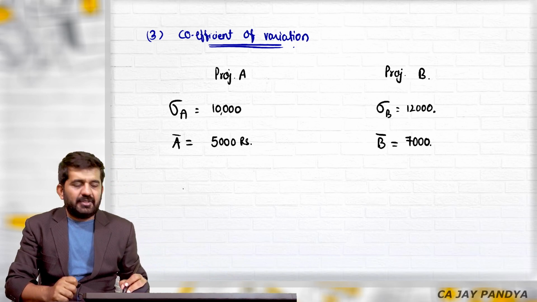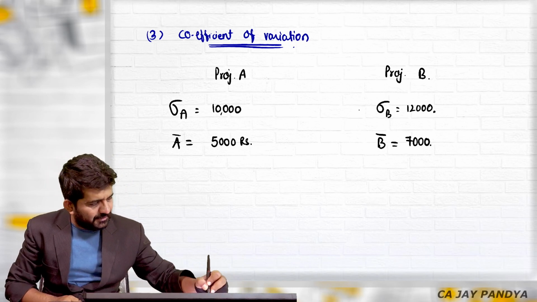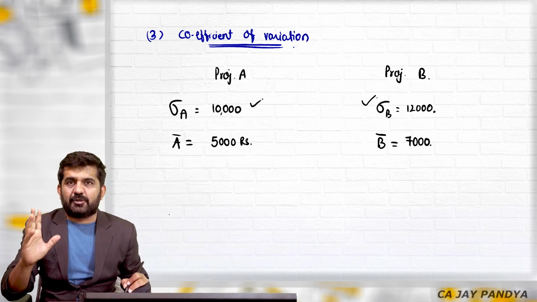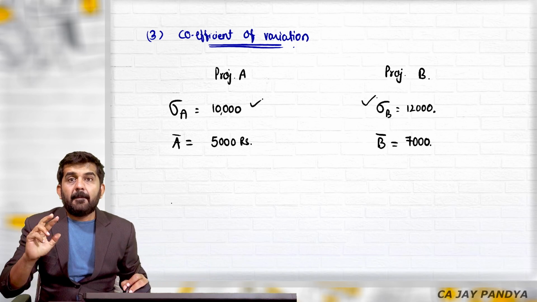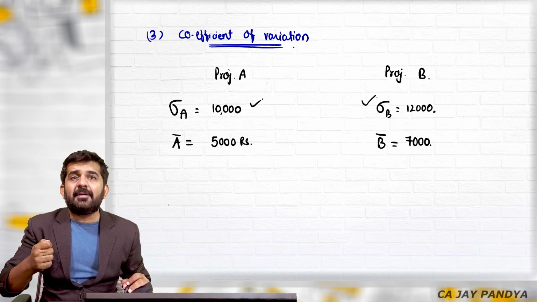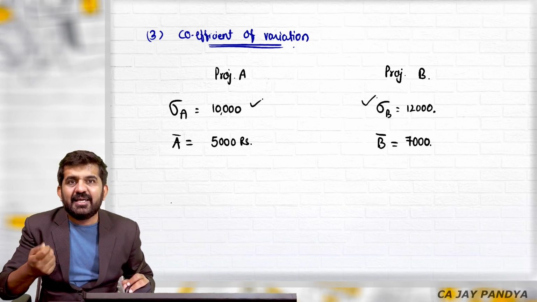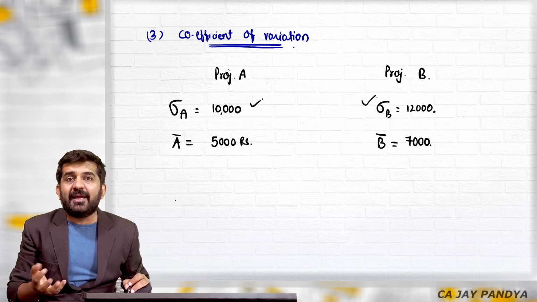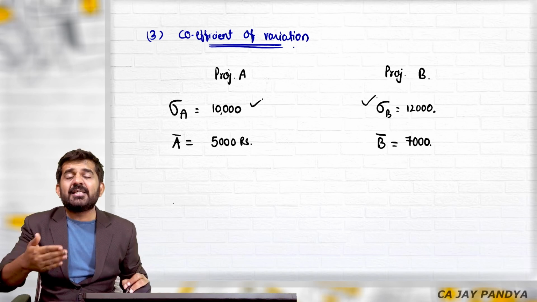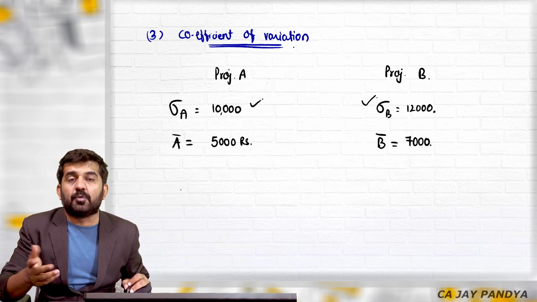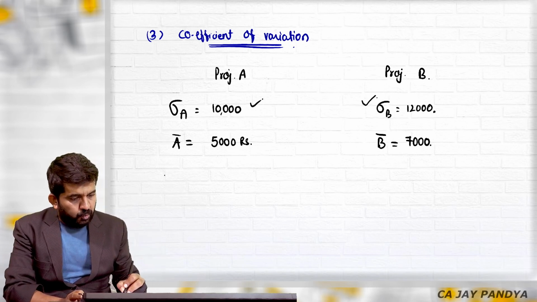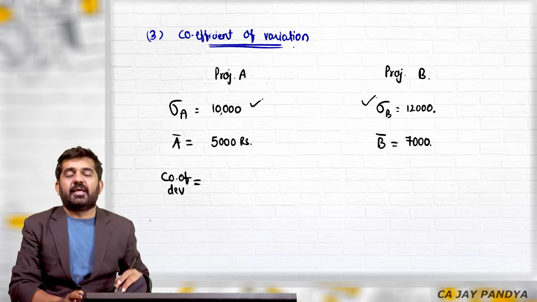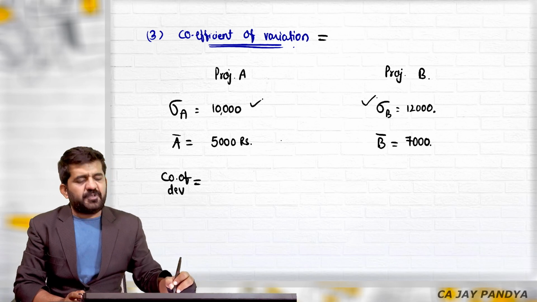Then project A is less risky, project B is higher risky. The second method was standard deviation. But project B, being more risky, is earning an average of 7,000, and project A, being less risky, is earning an average of 5,000 rupees. Then what is the coefficient of variation in project A? How to find out the coefficient of variation?